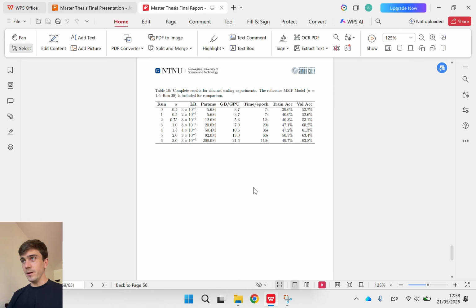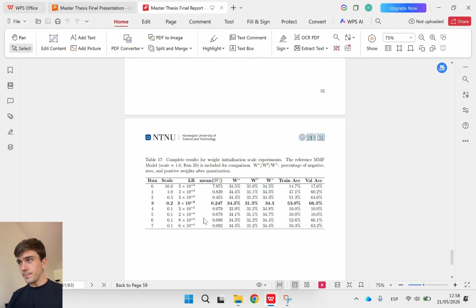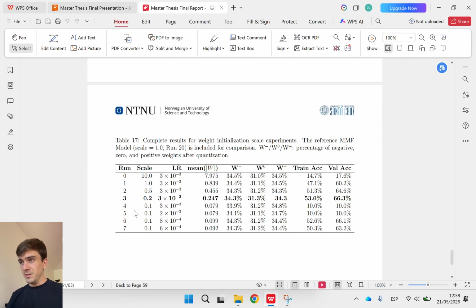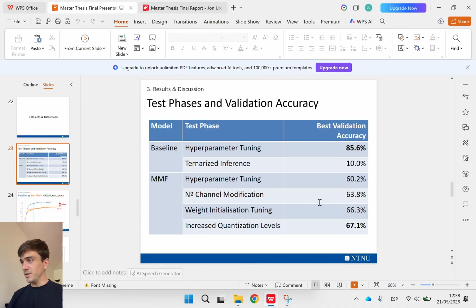And here what I found, if you go to the appendix, basically with making the scale bigger, so initializing the values with bigger numbers, it would make the results worse, but then reducing it would make the results better. So with 0.2, I achieved 66%, which was a little surprising for me.